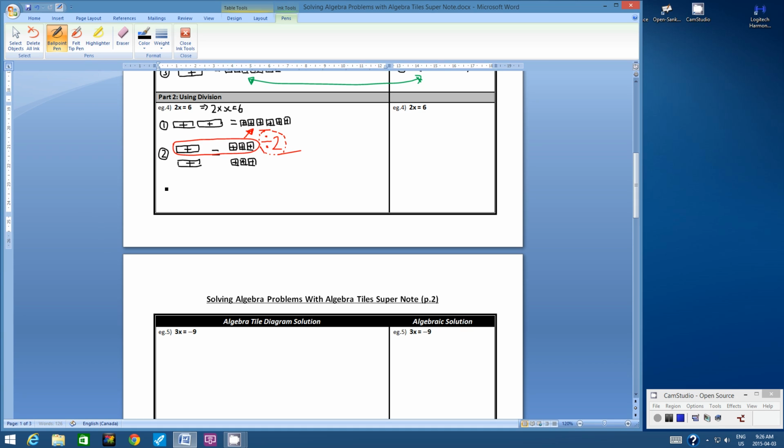Okay? And then once you take this one group away, you draw what remains. So what remains is, again, we want 1x being alone, and that's what we've created. We have x equals positive 3. So a lot of students comment that this strategy is much easier than part 1 using addition or subtraction. Okay, so how do we show that algebraically?